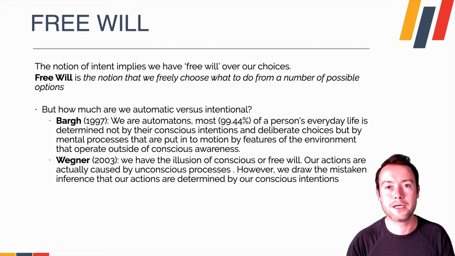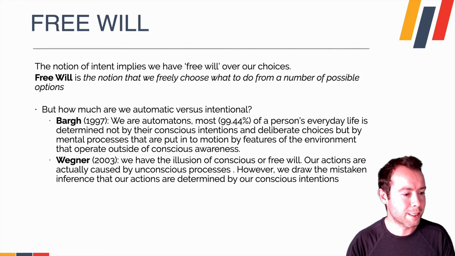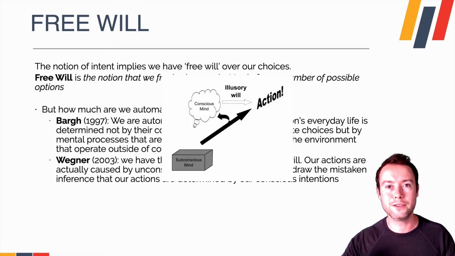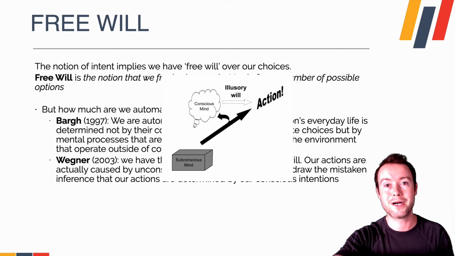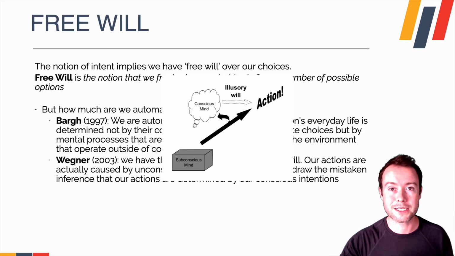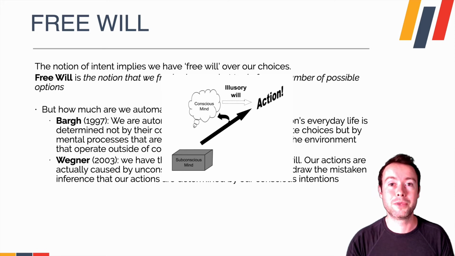Similarly, Daniel Wegner argues that we have this illusion of consciousness or free will, and our actions are actually caused by unconscious processes, yet we draw the mistaken inference that our actions are determined by our conscious intentions. So here you can draw a link between the subconscious mind driving the actions, and then we just make some post hoc rationalization or explanation for why we would have consciously chosen that option that was actually driven by automatic subconscious processes.